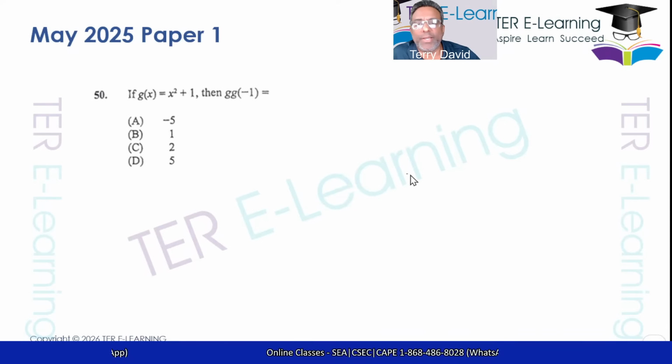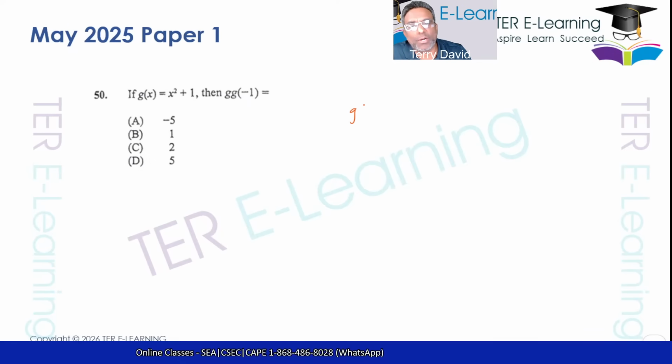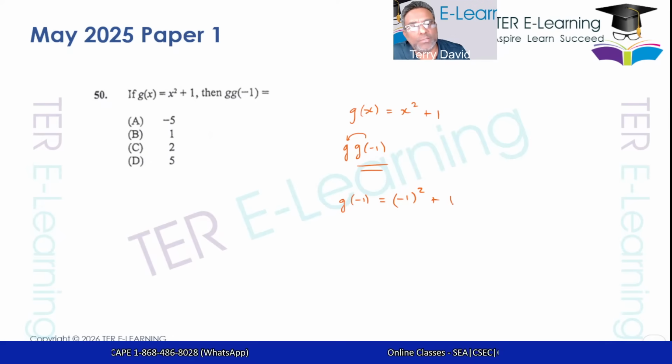All right, question 50 here, we have a composite function. So we have g of x is equal to x squared plus 1. So you want to work out g of g of minus 1. The first thing I'll do, I'll find g of minus 1, and then I'm going to plug that in again. So g of minus 1 is going to be minus 1 squared plus 1. Minus 1 squared is 1. 1 plus 1, you get 2.